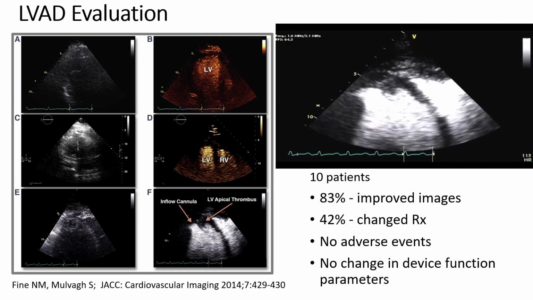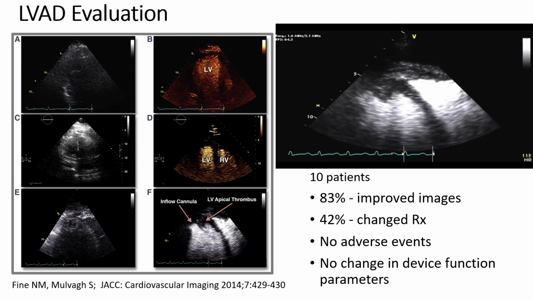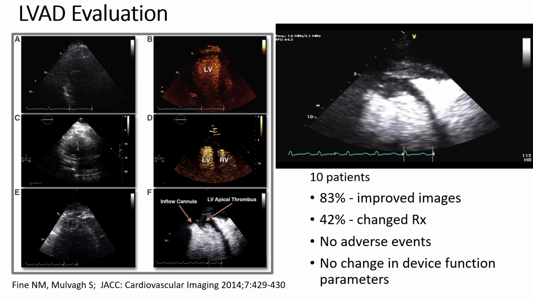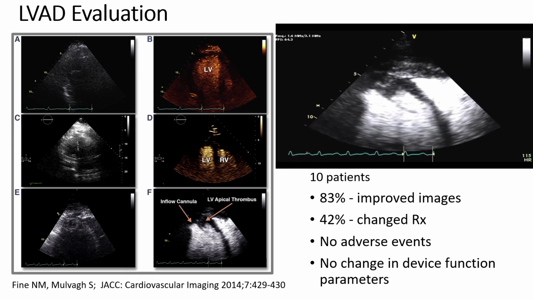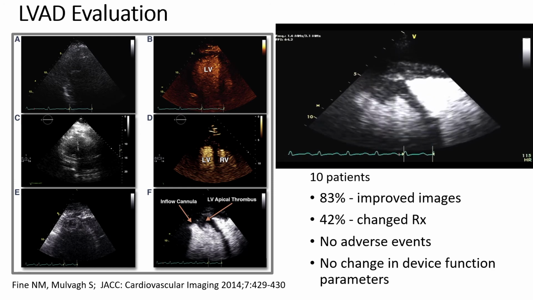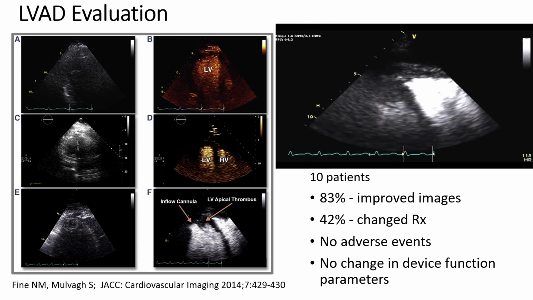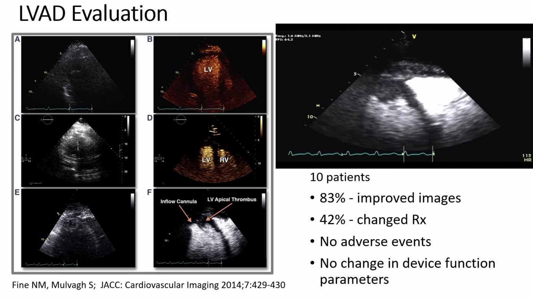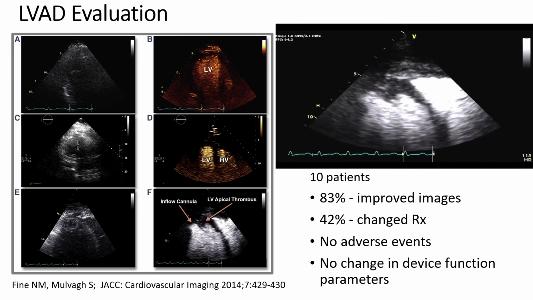Here you can see several case examples with non-contrast images on the left panel and after contrast on the right in the still frames. On the right-hand side, you can see a video which demonstrates the presence of a thrombus adjacent to the inflow cannula at the left ventricular apex. Overall, ventricular function assessments were improved with the improved image quality with contrast, and significant management impacts were observed.